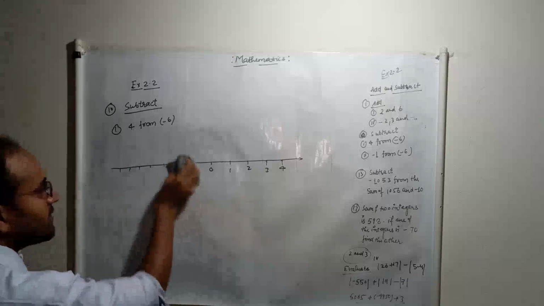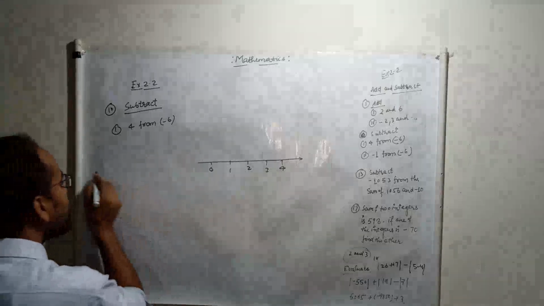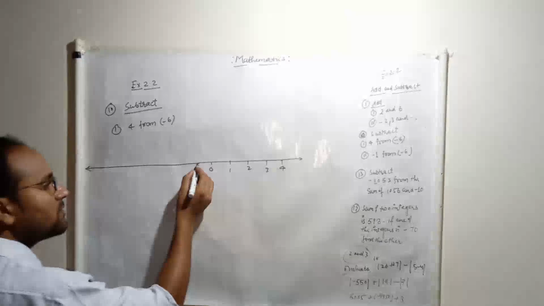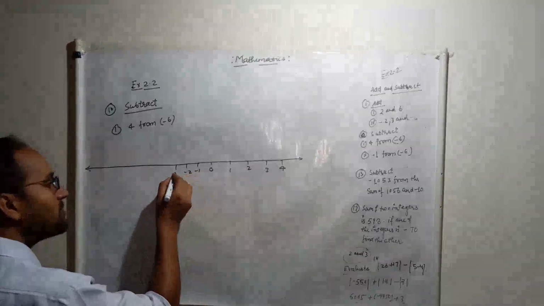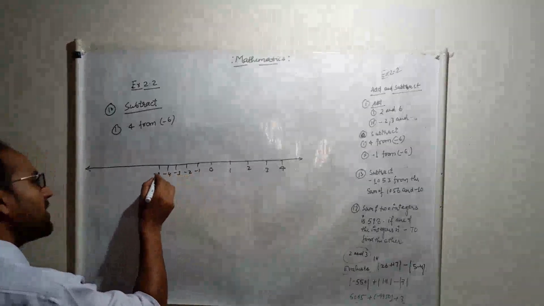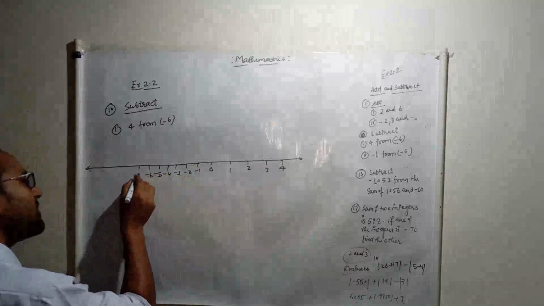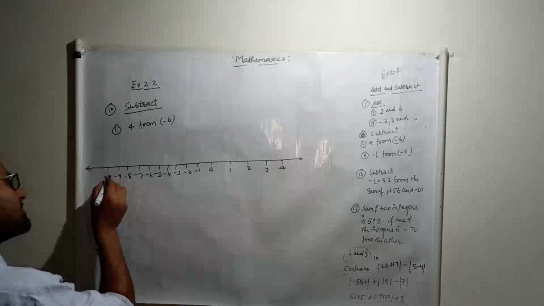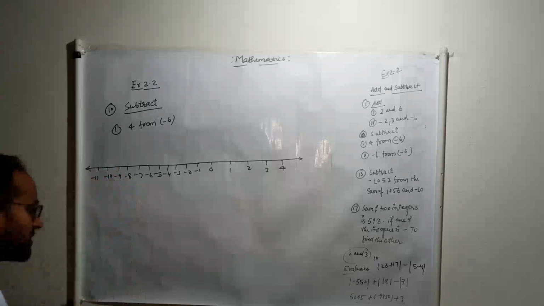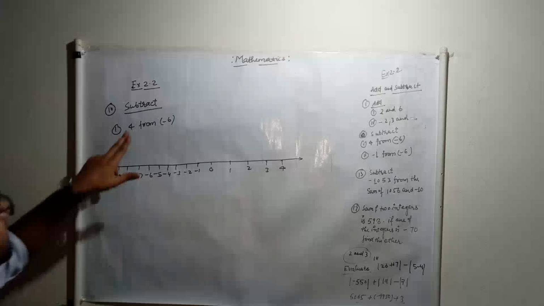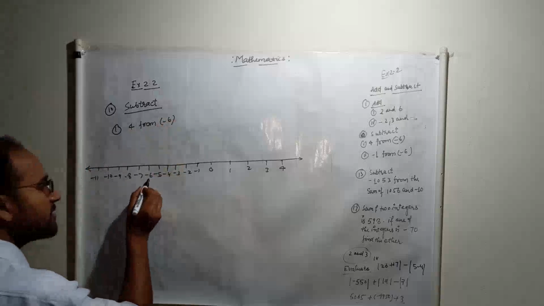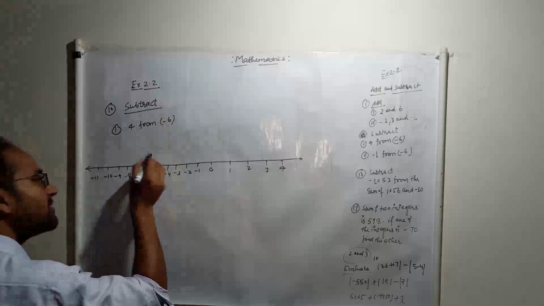So here, friends, a number line. Here is 0, minus 1, minus 2, minus 3, minus 4, minus 5, minus 6, minus 7, minus 8, minus 9, minus 10. Here is minus 11. One more point you can take. So here is subtracting 4 from minus 6. Your minus 6 is here. This is your starting point.